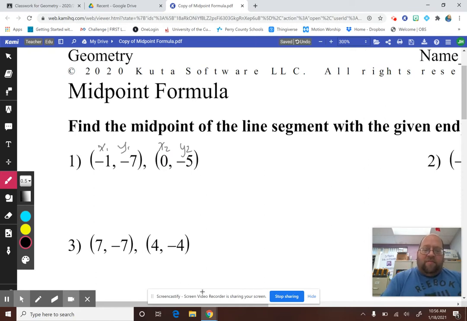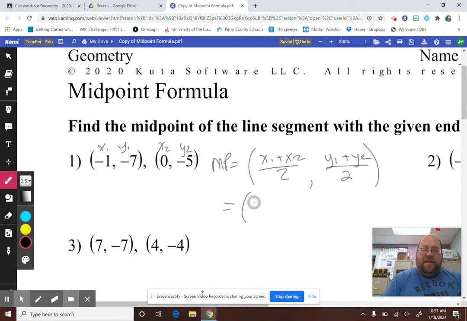Okay. Remember my midpoint, and again, I'm just going to abbreviate MP, equals x1 plus x2 divided by 2. And then I'm going to have y1 plus y2 divided by 2. Okay. So let's go ahead and do some math here. X1 plus x2. I've got -1 plus 0. -1 plus 0 is going to be -1. And again, that is always divided by 2 because we're trying to find the average.